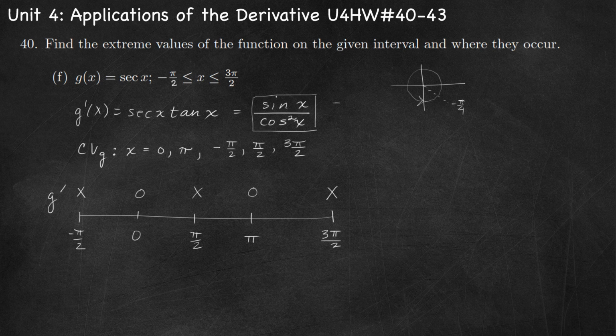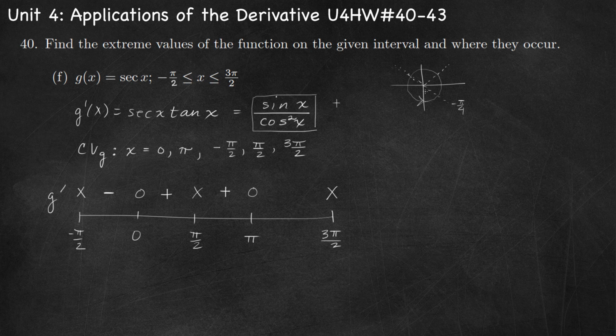Okay, so back to negative pi over 4, quadrant 4, sine is negative, cosine squared is positive, so this is going to be negative. Now a test point between 0 and pi over 2, we can use pi over 4. So here sine is positive, denominator is positive, so positive. A test point between pi over 2 and pi, we can go with this one right here. The sine is going to be positive because we're above the y-axis. Cosine squared is positive. So another plus.